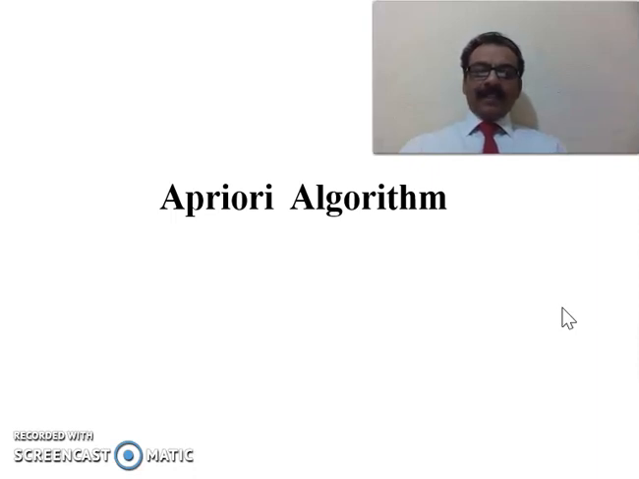Apriori algorithm is an influential algorithm for frequent item set mining and association rule learning over relational databases. The Apriori algorithm was proposed by Agrawal and Srikant in 1994. This algorithm uses two steps, join and prune, to reduce the search space.